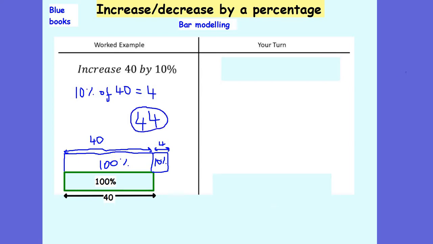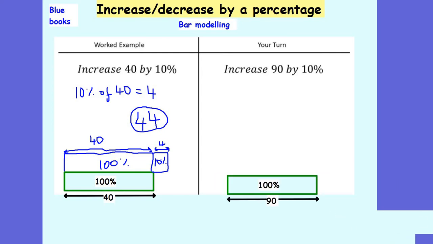Over to you. In your light blue books, can you please have a go at this one for me? Increase 90 by 10%. Pause the video, spend a couple of minutes doing that now. Okay, alright, the answer I should have been looking for. Here's my bar model. 100% this time is 90. I'm increasing by 10% in exactly the same way. So here's my 100%. I'm adding on an extra 10%, which is here.